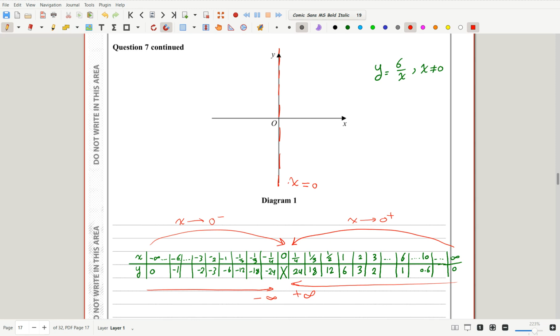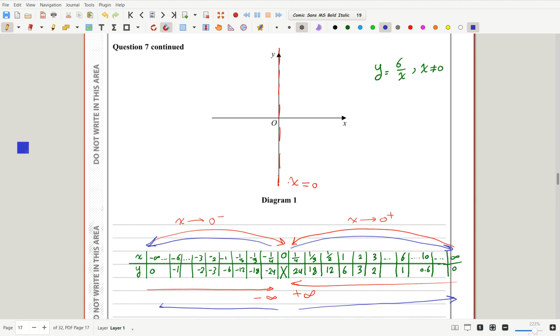So the horizontal asymptote is determined by what happens to y as x becomes very large. As x goes to infinity, the value of y approaches 0 from the right, and from the left it also approaches 0. So y equals 0 is a horizontal asymptote, and we should label it and draw it on diagram 1. So here we have y equals 0. Y equals 0 means whatever x is, y is always 0.